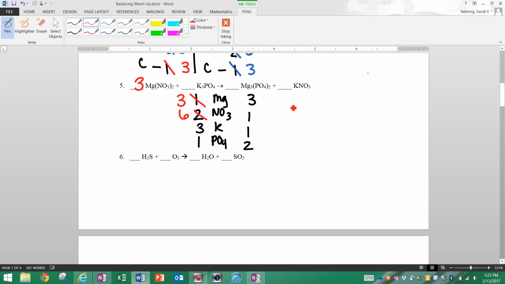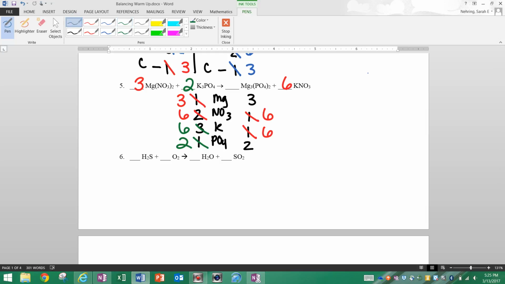So now let's maybe balance out our nitrates. I need 6 nitrates over here, so I'm going to put a 6. That'll give me 6 potassiums and 6 nitrates. And then I need to balance out my potassiums, because I've got 6 on this side, only 3 over here. So in order to get 6 potassiums, I want to make that be a 2. So 2 times 3 gives me 6 potassiums. Then I've also got 2 phosphates, and I am all balanced.